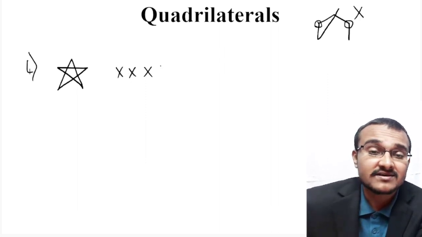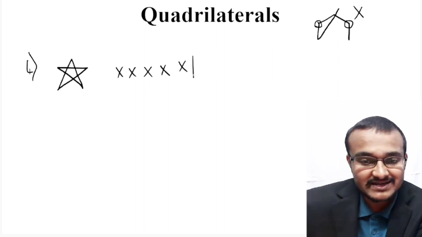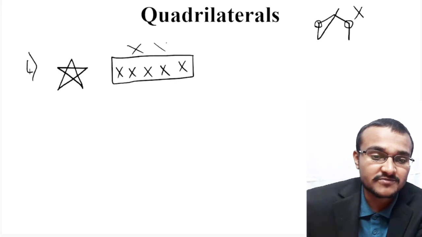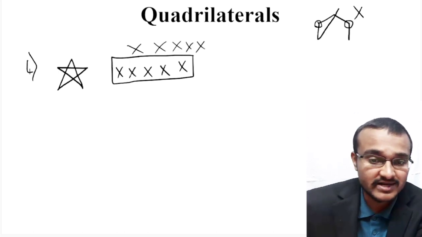And this cannot be a convex polygon or concave polygon as well, because it is not a polygon at all. Even for the fourth one, none of the options will be correct for this particular fourth one as well.